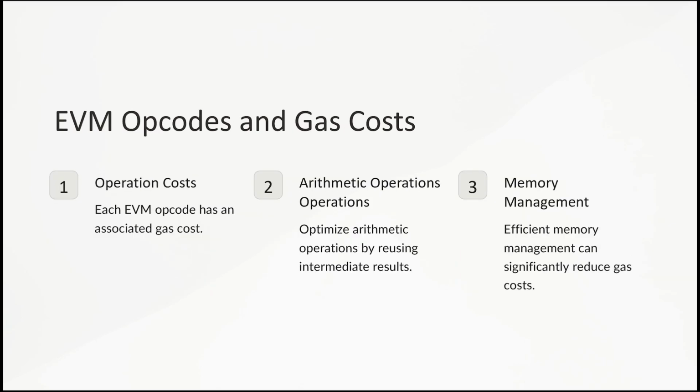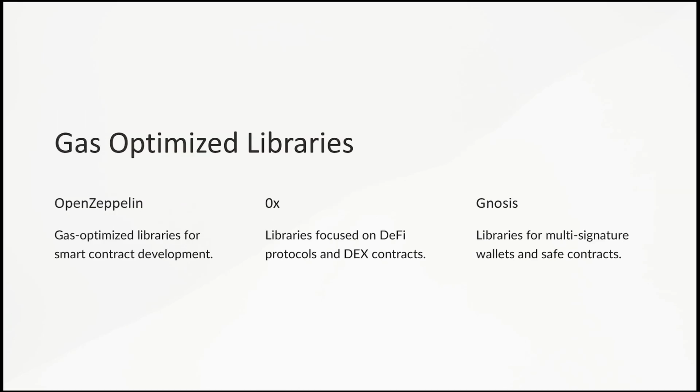Now, each EVM operation code has an associated fixed gas cost. We should always try our best to reuse intermediate arithmetic operation results. And as we know, efficient memory management can significantly reduce gas costs.